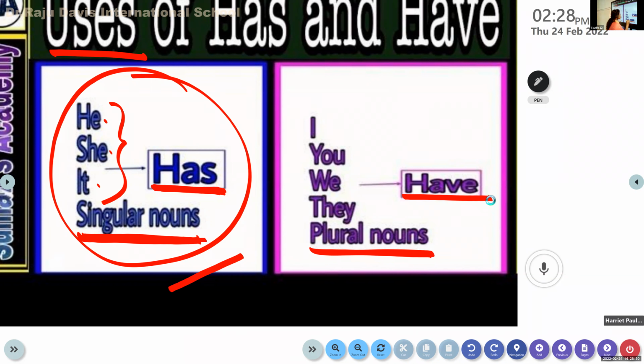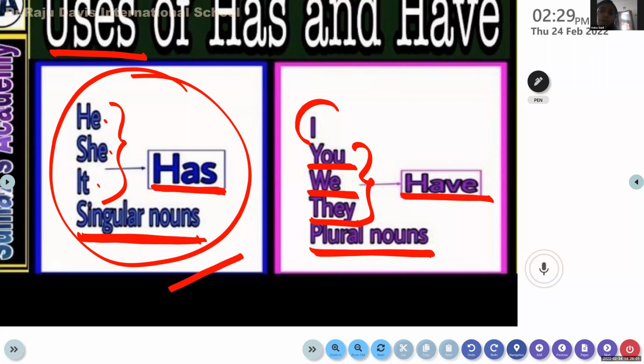So have is used with plural nouns. Plural noun means when we're talking about many. So when we're talking about many persons, many places, many animals, and many things, we use have. And also when we're talking about the plural pronouns, that is you, we, they. Okay. You, we, they. And also with I.